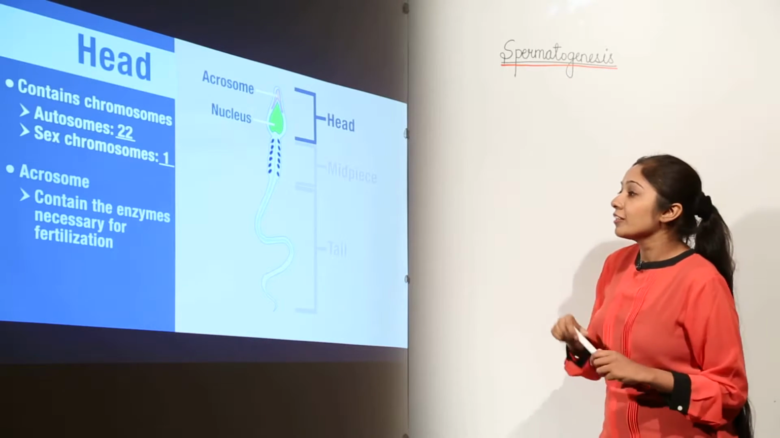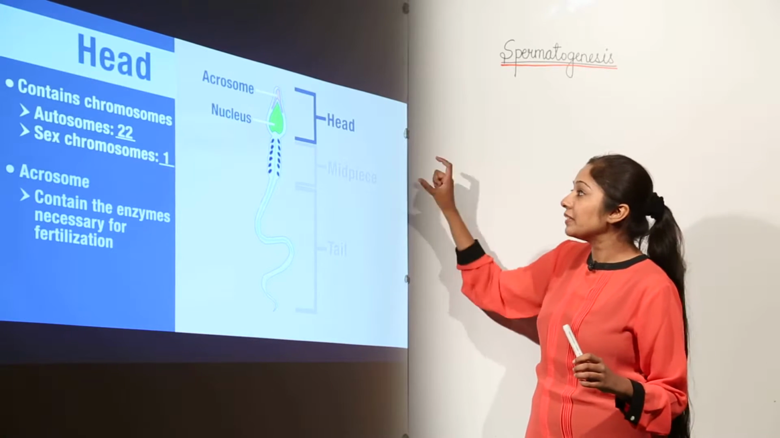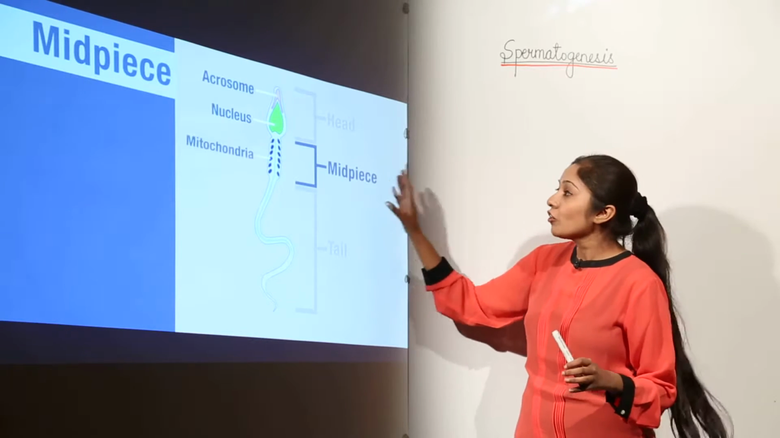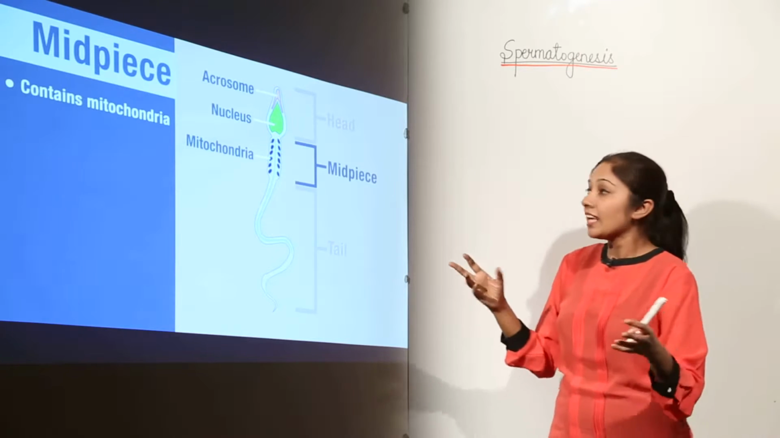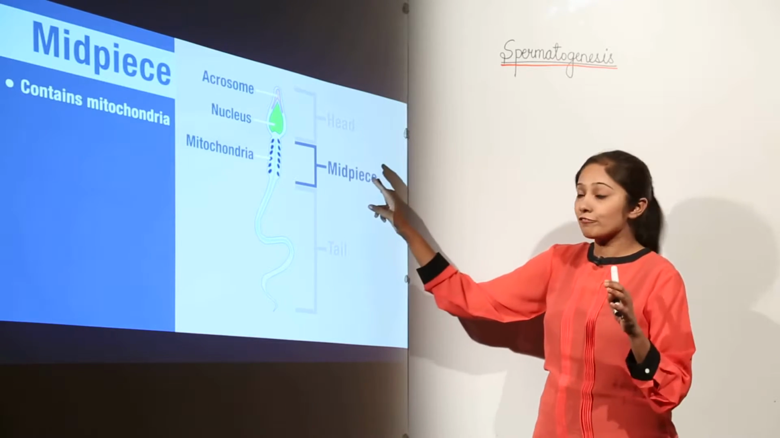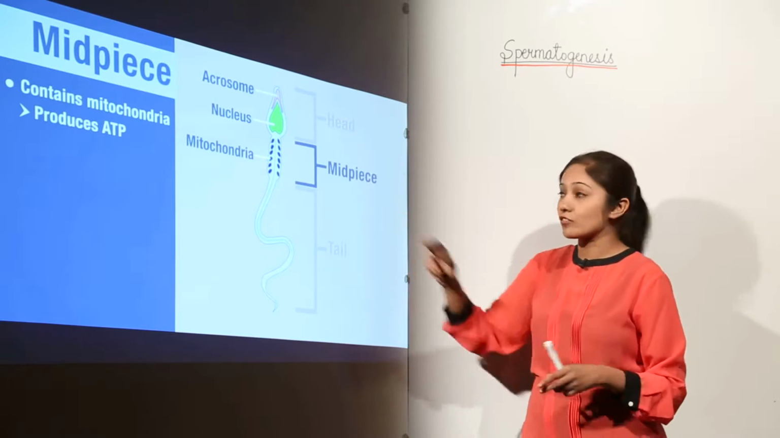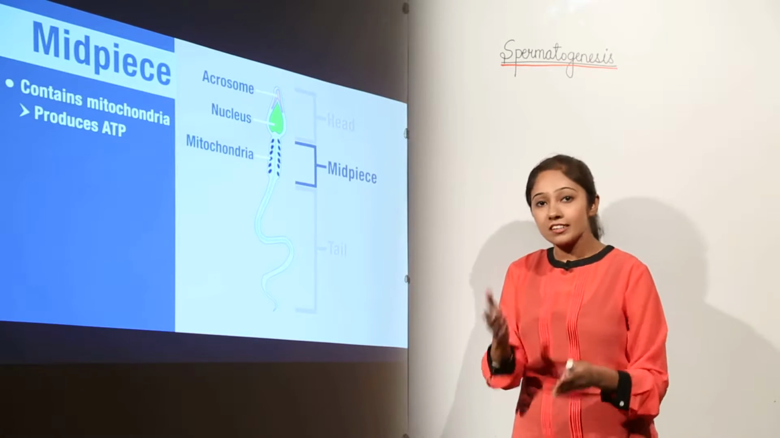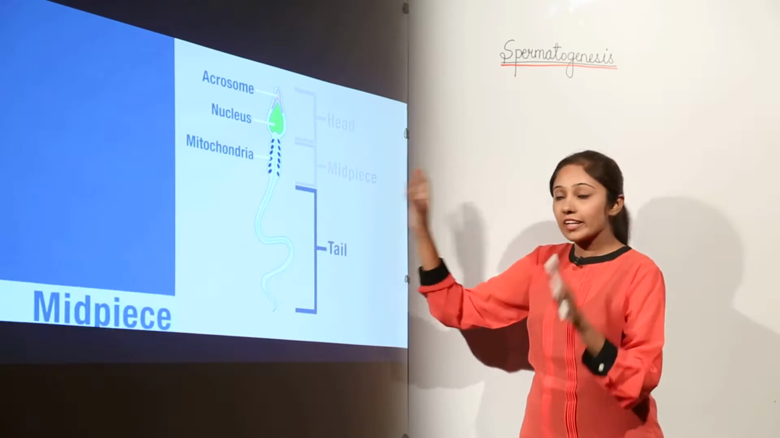After this, we move on to the next part of the sperm, that is the mid-piece. Now this mid-piece contains mitochondria. You all know that mitochondria is very essential as this generates energy, and the energy currency of the cell is ATP, that is adenosine triphosphate. This needs ATP because this sperm has to swim, so it needs energy to reach the ovum. That is why mitochondria provides this ATP, this energy currency.